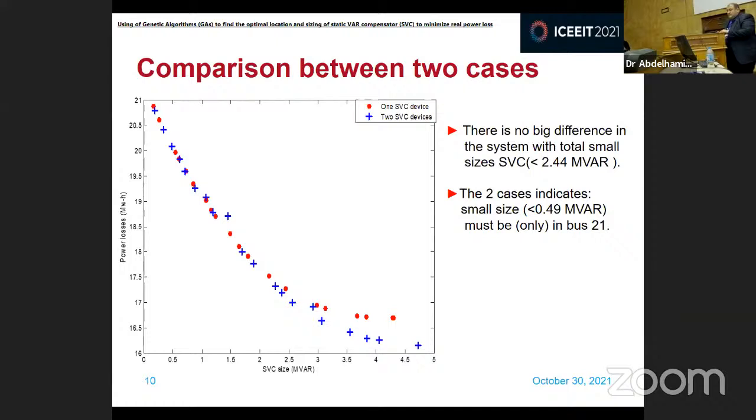Here we have a comparison between the two cases, one static VAR device or two static VAR compensation devices. We can see clearly that there's no difference between the two sites or one site for small values of compensation. But both cases indicate that small sizes, less than 0.49 megavar, must be only at buses 20 and 21.